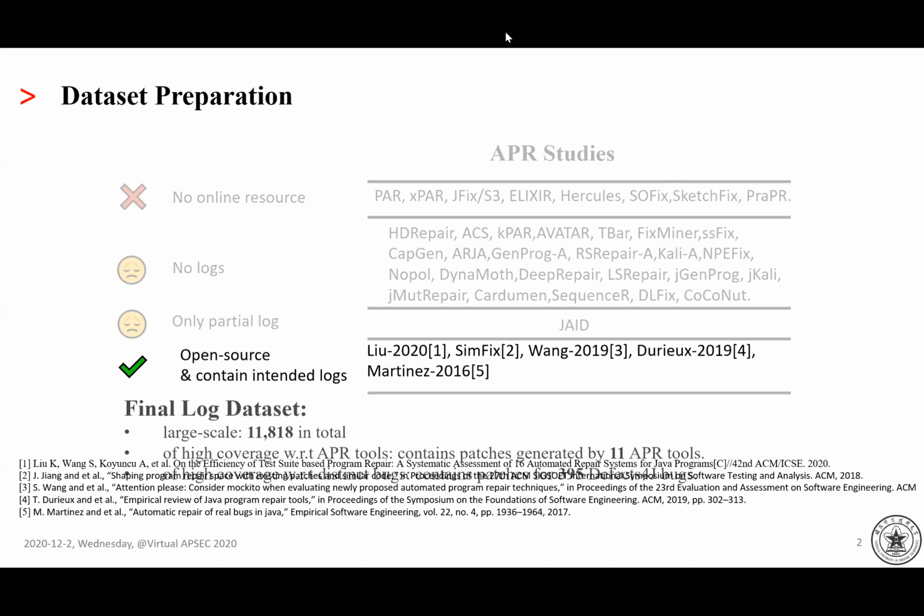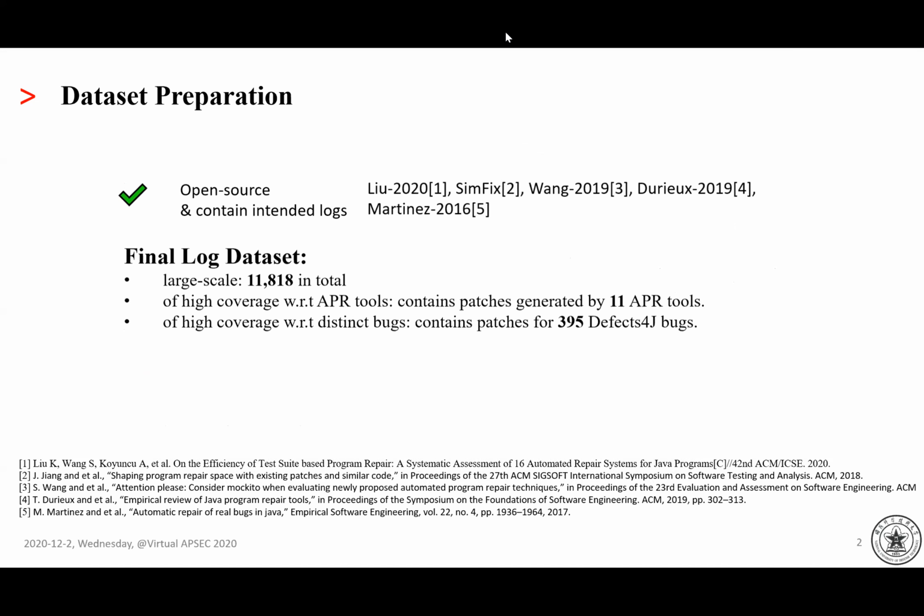Finally, we collect 11,818 logs in this study in total, which are generated by 11 APR tools on 395 defects from JBoss.